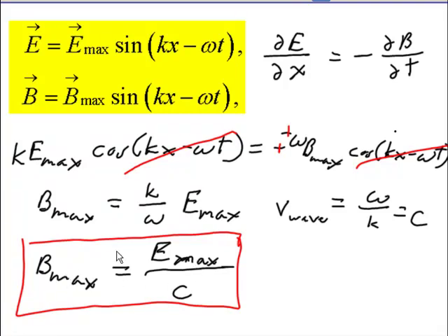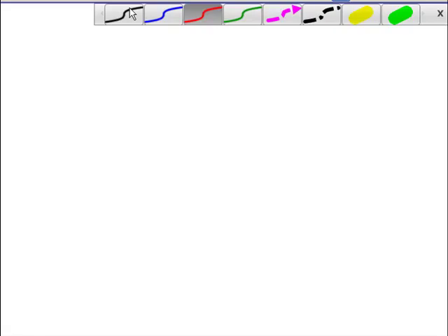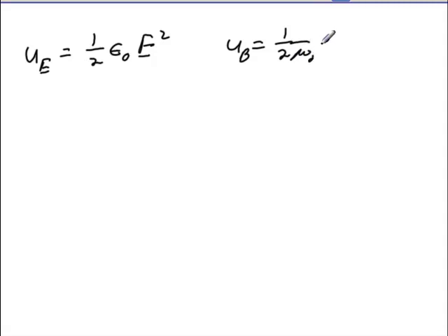So now we're going to take a look at this and apply this information to understanding the energy density. Now we know from chapters 25 and 32 that the electric energy density is 1/2 epsilon naught times the electric field squared, and we know that the magnetic energy density is 1/2 over mu naught times the magnetic field squared.